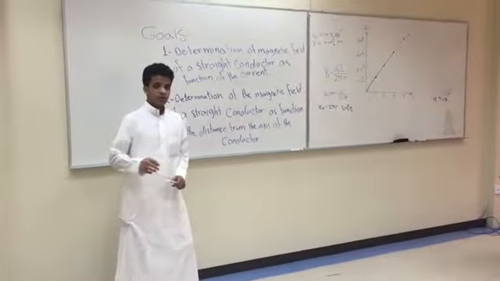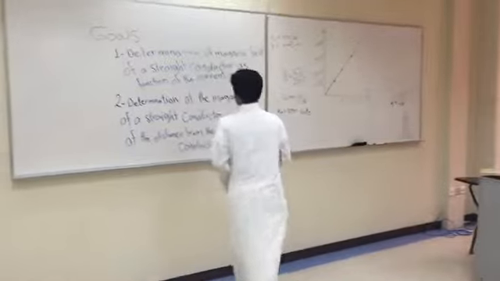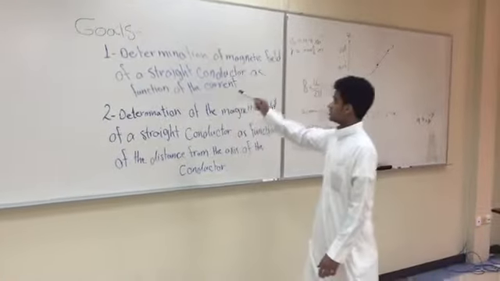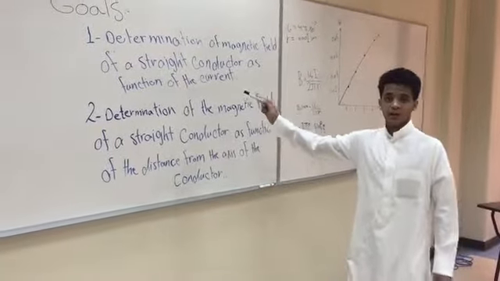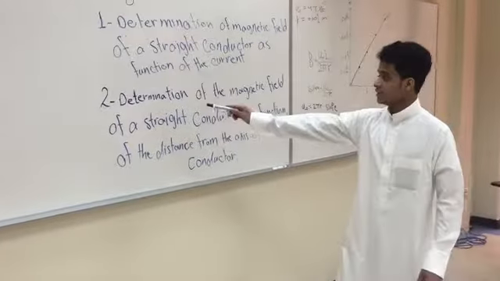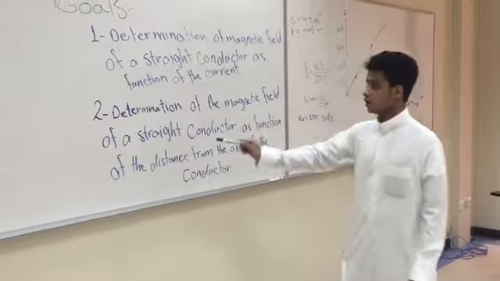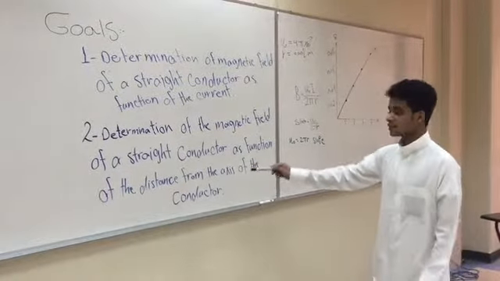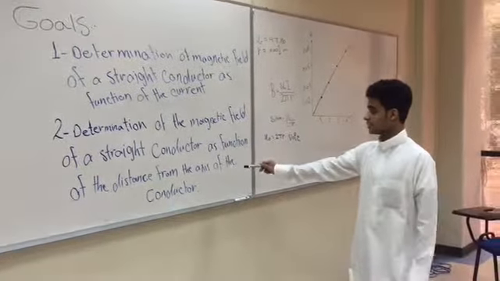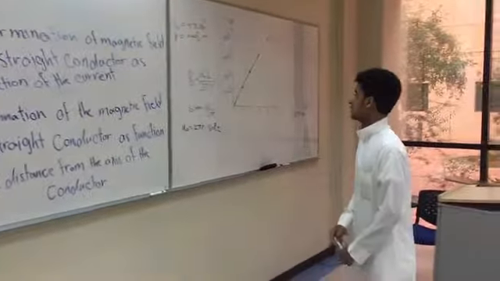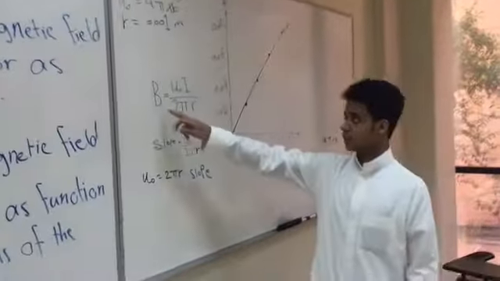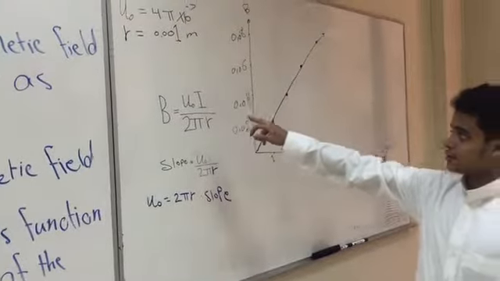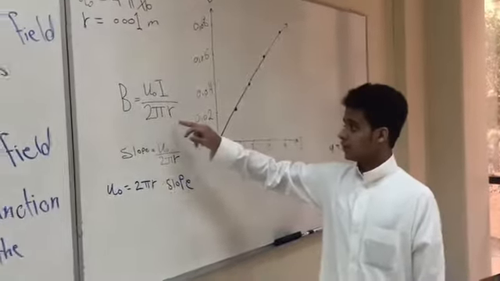Conductor. We have some goals. The first one is determination of the magnetic field of a straight conductor as a function of the current. The second one is determination of the magnetic field of a straight conductor as a function of the distance from the axis of the conductor. And we have the equation: magnetic field B equals mu naught multiplied by current over 2 pi multiplied by R.